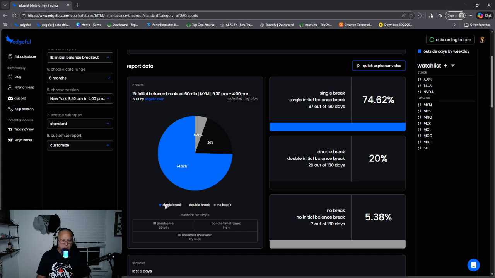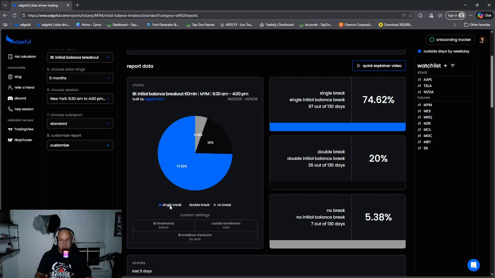74.62% of the time, we only have a single break, which means if we break the high of the initial balance, 74% of the time, it does not go back and break the low of the initial balance. Okay. So this doesn't mean just buy every breakout. There's other things we need to look at, but we do have the highest probability once we break the high first, we will not go break the low. If we break the low first, we should not go back and break the high.